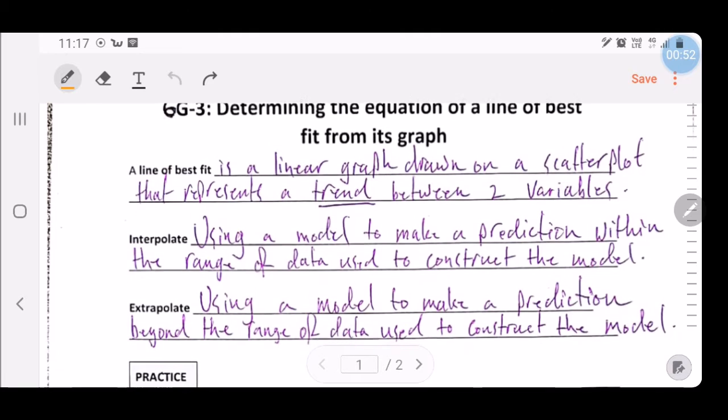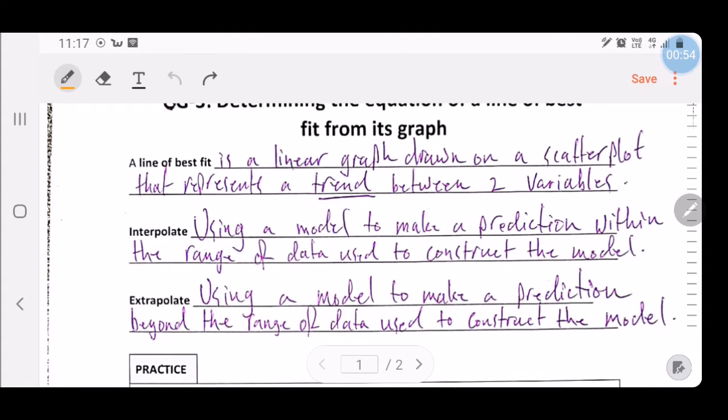All right, so this set of notes starts off with three definitions. We're going to ignore the second two for a moment. I want to come back to those when we dive into the examples because it'll be easier that way. So to start off with, let's have a look at the first definition. A line of best fit is a linear graph drawn on a scatter plot that represents a trend between two variables. All right, so what does that mean?